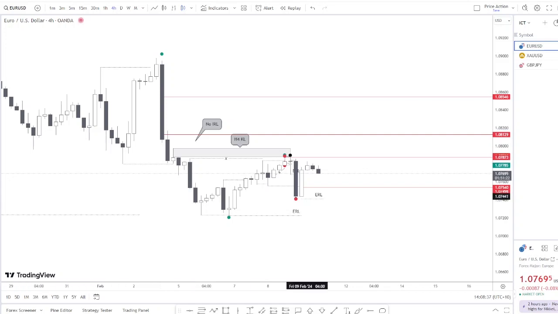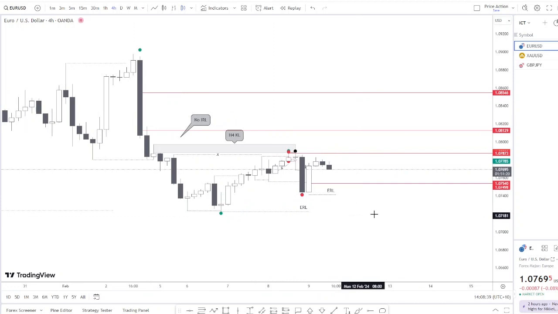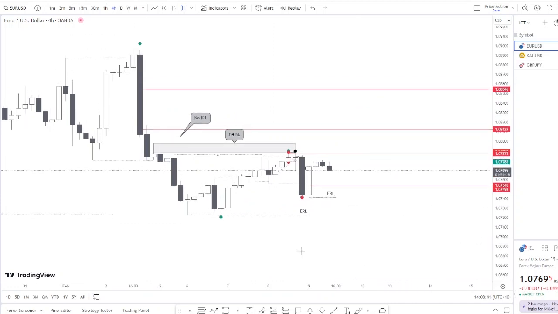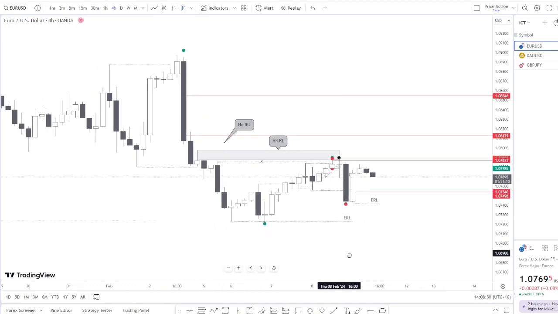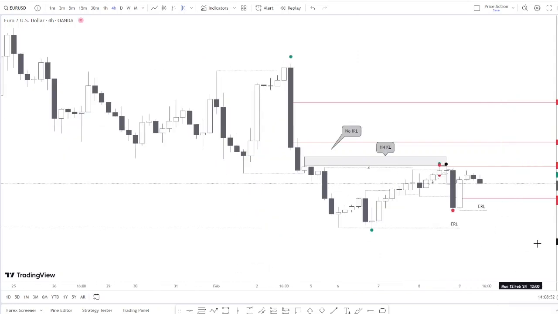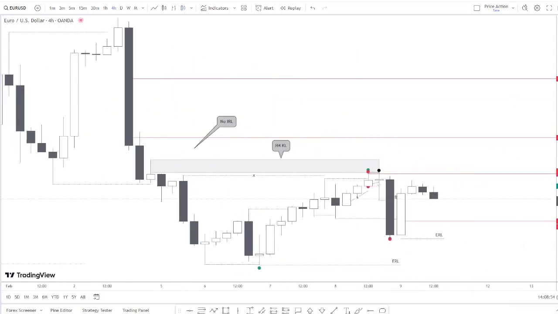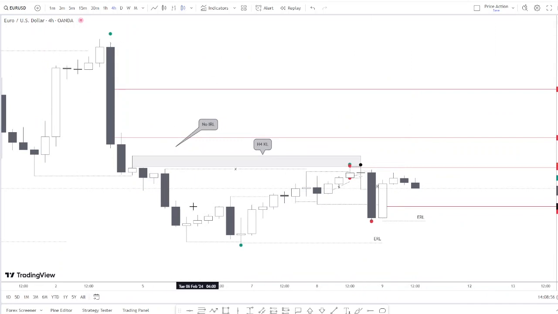Okay, so we start here on the H4. On the H4 we can see we have a run on liquidity and a break of structure, and another run on liquidity and break of structure. We have our green range, which is our H4 range. Okay, we have our H4 range.